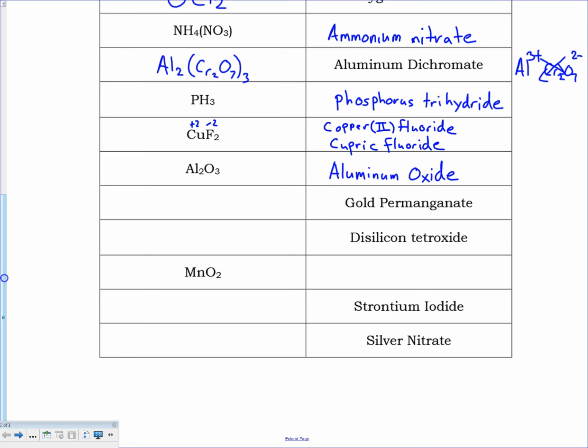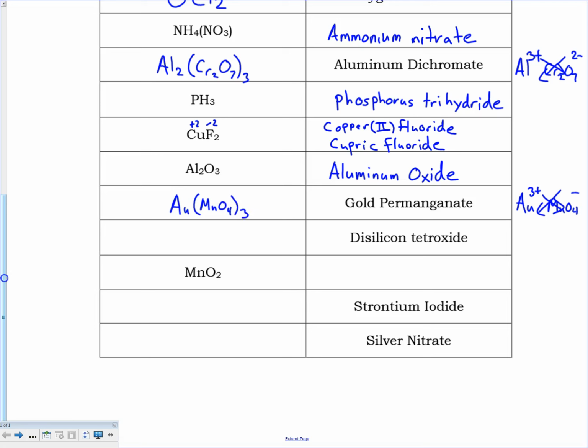Gold permanganate. This is an ionic substance because it's got gold in it, which is a metal. Gold is Au3+, when you look it up on the back. Permanganate is MnO4-. If we crisscross, we're going to have 3 permanganates and just 1 gold. So it becomes Au, and then 3 permanganates. You got to use parentheses again. MnO4, 3.